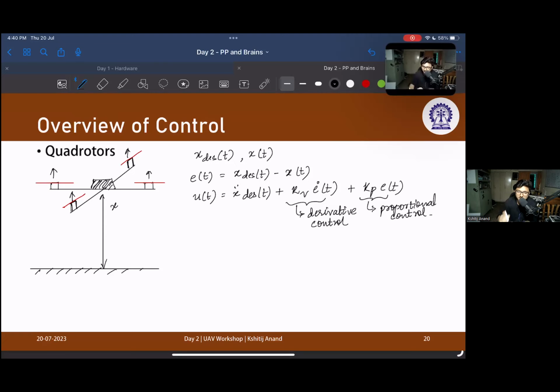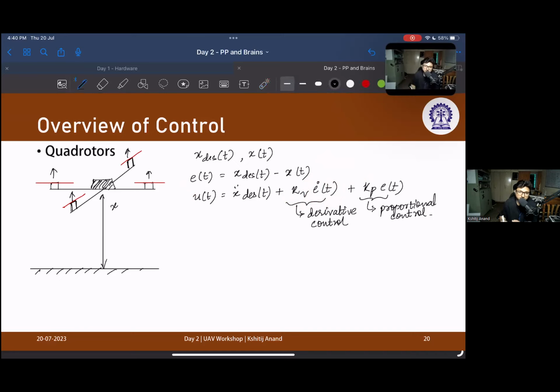You see, if you are moving towards your desired goal, what is going to happen? The error derivative is going to be negative. So if the error derivative is negative, it's going to reduce this force. The faster you are reducing your error, the more negative is your error derivative, and the more it will reduce the force, so that you don't overshoot. Okay. Now we also have something called an integral control.